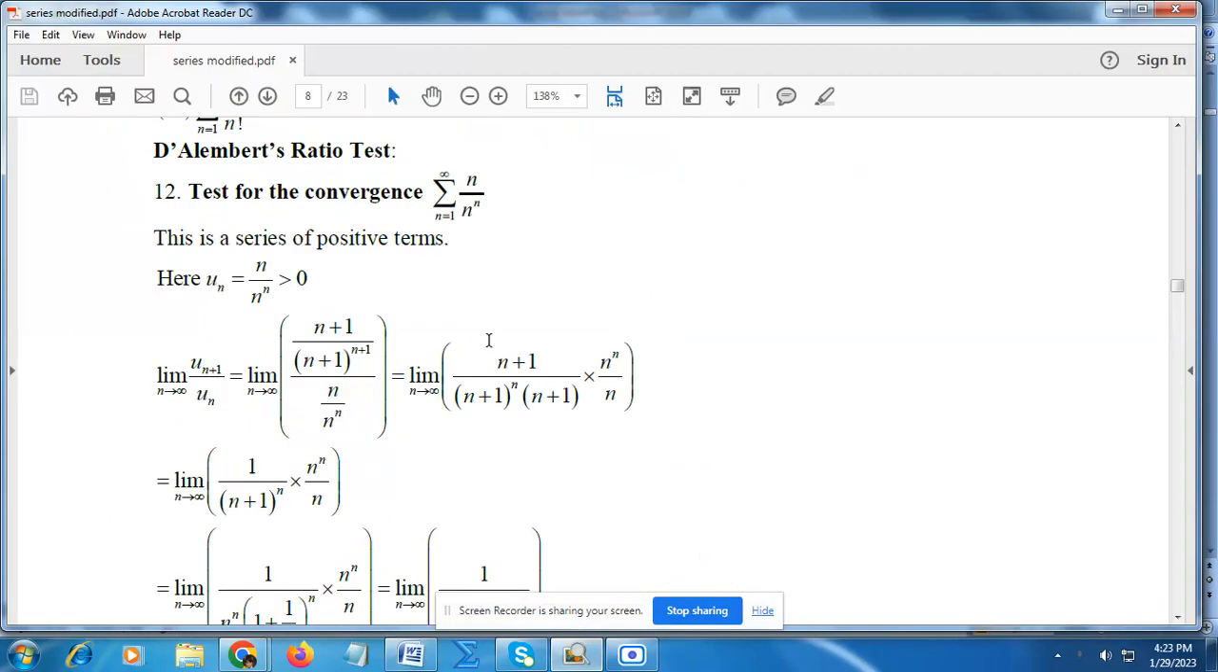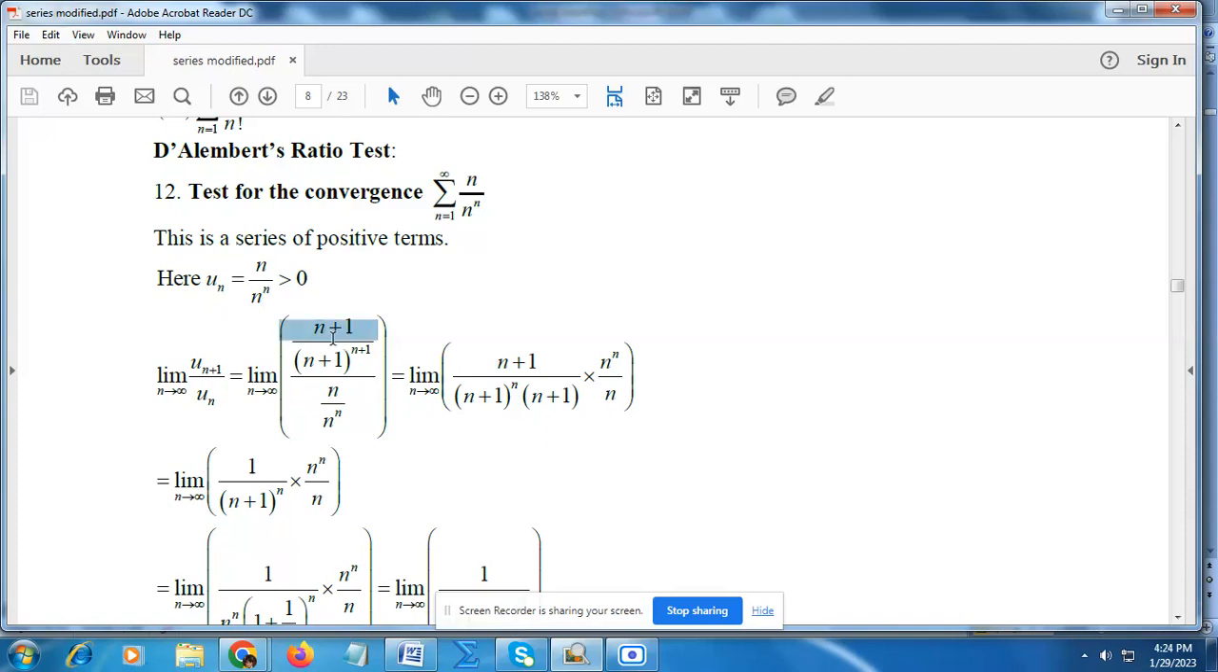Sigma n by n power n. First you write the nth term of this series. If it is given, then write it down. If it is not given, you have to write the nth term of this series. Here we have the nth term n by n power n. After that, calculate limit un plus 1 by un. That is, un plus 1 means you simply replace n with n plus 1 in the nth term: n plus 1 by n plus 1 whole power n plus 1.